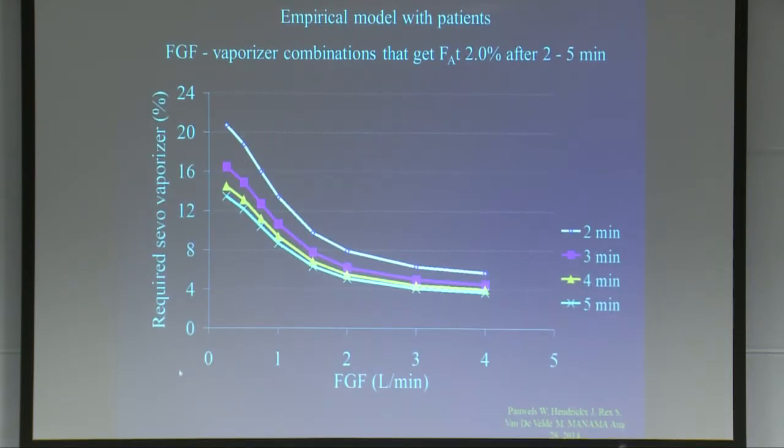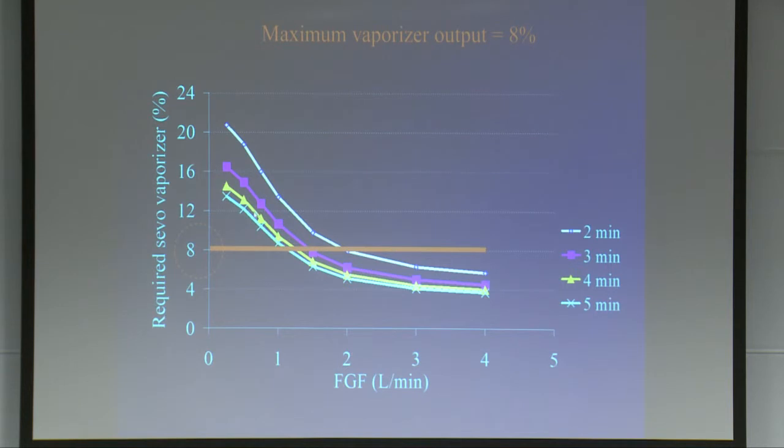Now, this is a study that Wim Powell's presented a few weeks ago in Louvain. And what this graph shows you are actually all the fresh gas flow vaporizer dial setting combinations that allow you to reach an end tidal of 2% after either 2, 3, 4, or 5 minutes. So that's an empirical model we built. Now, the vaporizer only goes up to 8%. So, if we would like to have our end tidal to 2%, then we can use all these fresh gas flow vaporizer dial settings, here the pink line, if we want to have the 2% at 3 minutes.